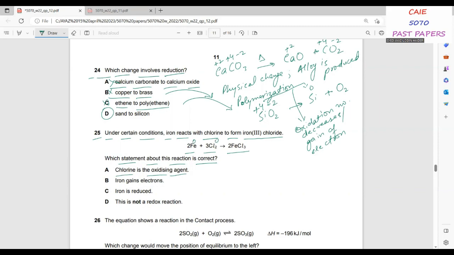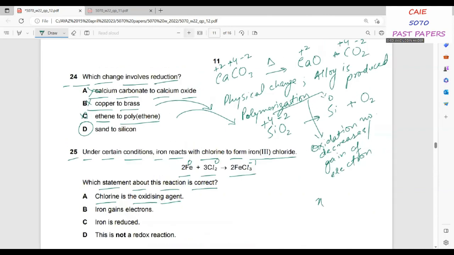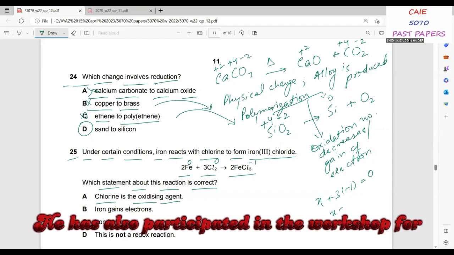On the product side, what will be the charge on Fe? To calculate the charge on Fe, I will write X for Fe. We have 3 atoms of chlorine. We know that chlorine is in group 7, so it must carry -1 charge. So we have 3 multiplied by -1. Overall, there won't be any charge, so I will write 0. So it becomes X minus 3 equals 0, or X equals +3. So iron is carrying +3 charge. It means iron is oxidized.